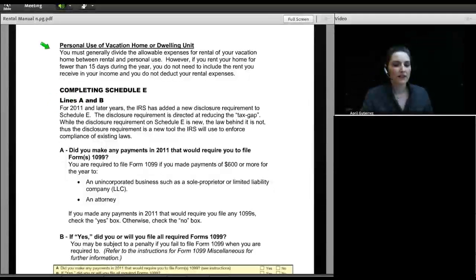I did want to point out there is a special provision for personal use of a vacation home or dwelling unit. You must generally divide the allowable expenses for rental of your vacation home between rental and personal use. However, if you rent your home for fewer than 15 days during the year, you do not need to include the rent you receive in your income, and you do not need to deduct your rental expenses.